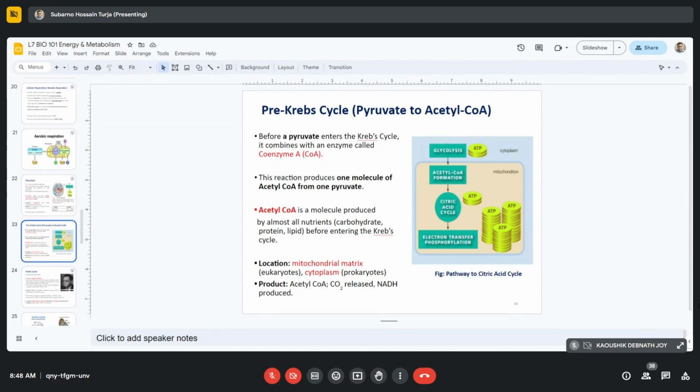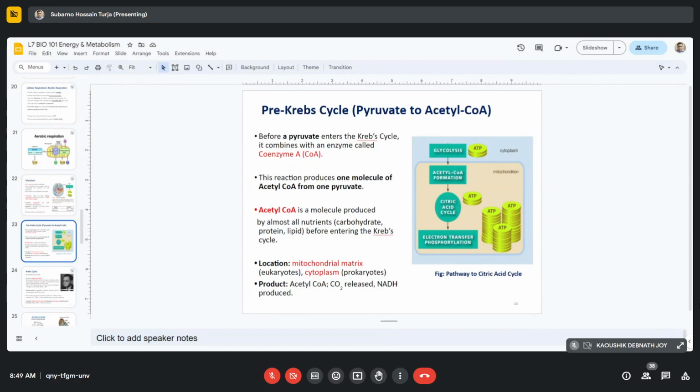So what is happening in this one particular reaction? এই রিঅ্যাকশনটা হলো আমাদের যে পাইরুভেটটা পেলাম আমরা, the pyruvate that we just got from glycolysis, this cannot be used in the Krebs cycle. এটাকে ইউজ করার আগে this needs to be processed and turned into something else. So what's happening here is that this pyruvate is combining with an enzyme called coenzyme A, or CoA for short. This CoA combining with pyruvate produces a molecule of acetyl coenzyme A, acetyl CoA. So the reaction is pyruvate plus CoA forming acetyl CoA.